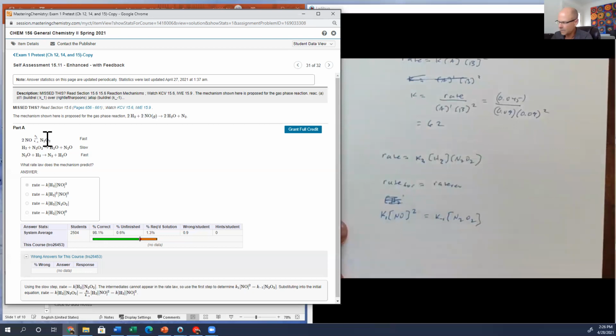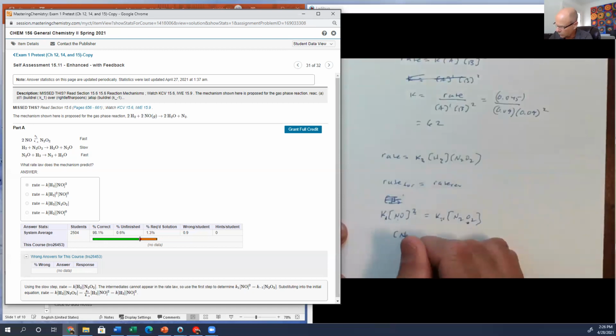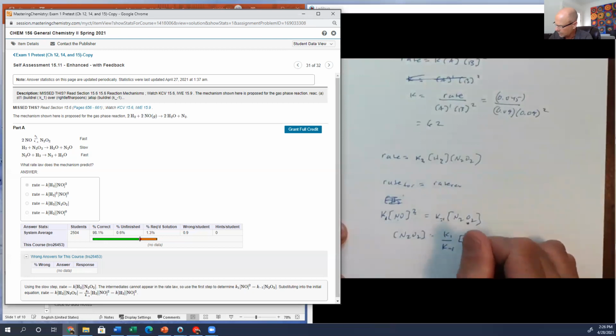All right. So this is the part that's a little tricky, right? You got to basically take this first step here that's fast and say, aha, these rates are equal. So what's the rate of the forward reaction? Well, it's NO squared times its rate constant, right? And the rate of the reverse reaction is its rate constant times the concentration of N2O2. And then you go, aha, now I can solve for the concentration of N2O2. N2O2 concentration is equal to K1 over K minus 1 times NO squared.